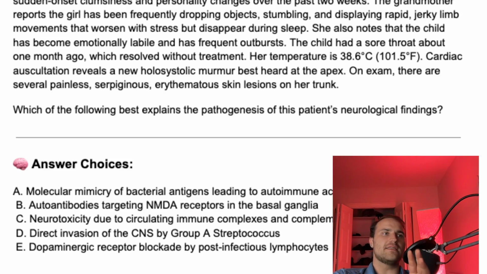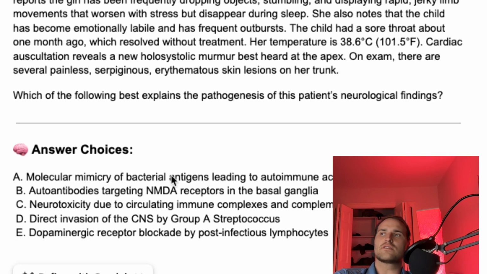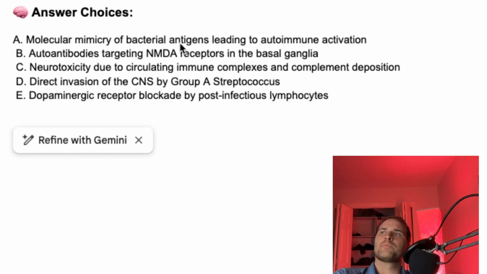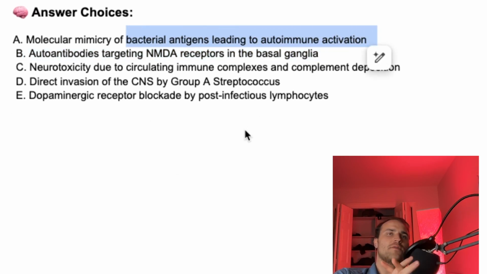To explain this very simply, what they're getting at is: do you know this is acute rheumatic fever? Do you know the autoimmune pathogenesis of these neurological manifestations? And this is molecular mimicry. If we scroll down here, it's the molecular mimicry of bacterial antigens leading to autoimmune activation. You cross-react with host antigens due to their structural similarity. In rheumatic fever, the antibodies will attack the cardiac myosin and also the basal ganglia neurons. That's the Sydenham chorea, and also the skin and joints, that's erythema marginatum and arthritis. So think of the Jones criteria.